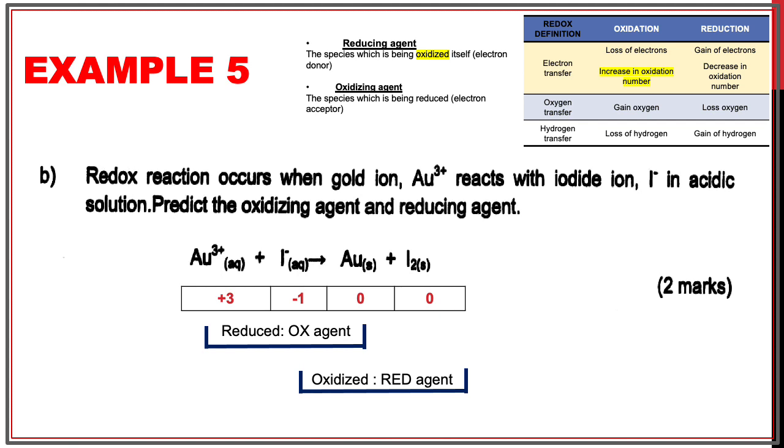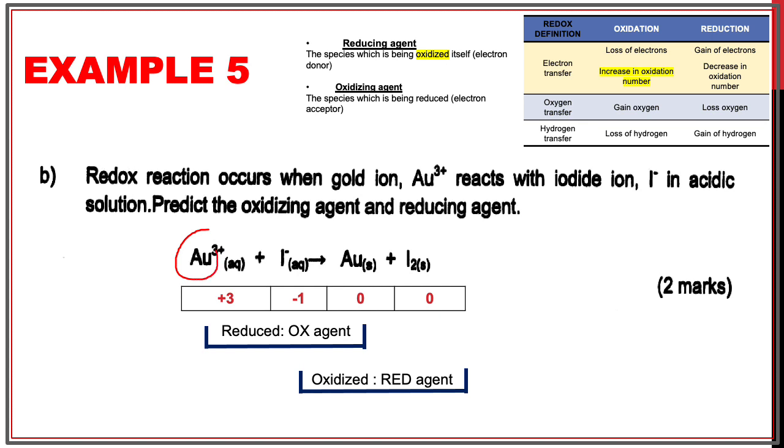Okay, next example. A redox reaction occurs when gold ion Au3+ reacts with iodide ion I- in acidic solution. Predict the oxidizing agent and reducing agent. I give a chemical equation here: Au3+ plus I- forms Au plus I2. When you calculate the oxidation number, Au3+ is positive 3 and Au is 0. So positive 3 to 0 means it is decreasing in oxidation number, which is a reduction process.